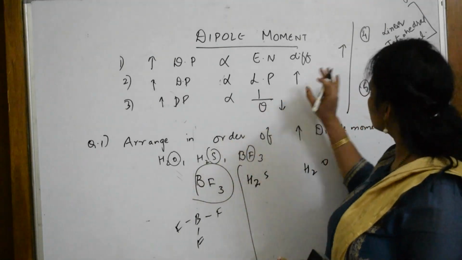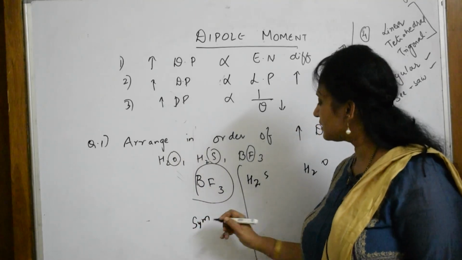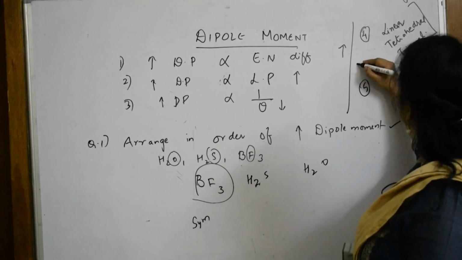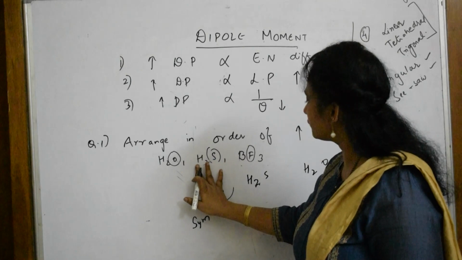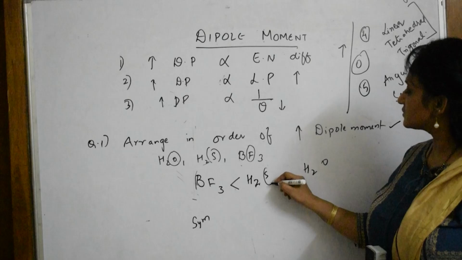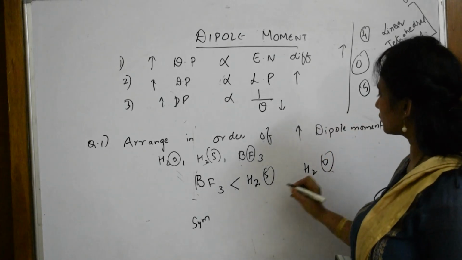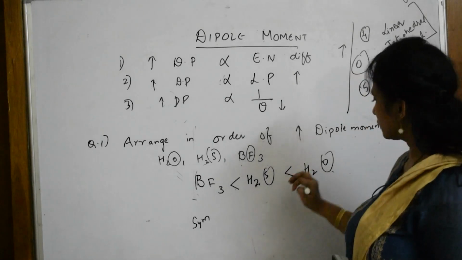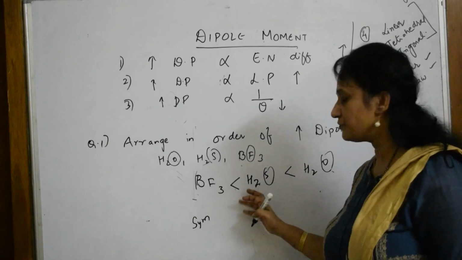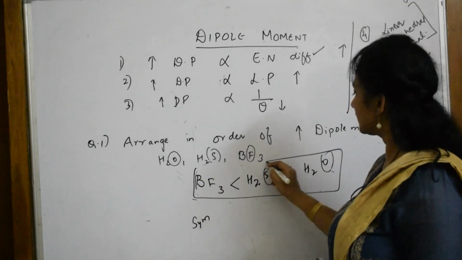Now according to this concept, BF3 is a symmetrical molecule. For a symmetrical molecule, the dipole moment, as I said, is 0. So the dipole for this is lesser. Next comes sulfur and oxygen. Compared to this, the electronegativity difference is more. So this is lesser than this. Here the electronegativity difference of oxygen and hydrogen is more compared to sulfur and hydrogen. That is why the correct order is this.